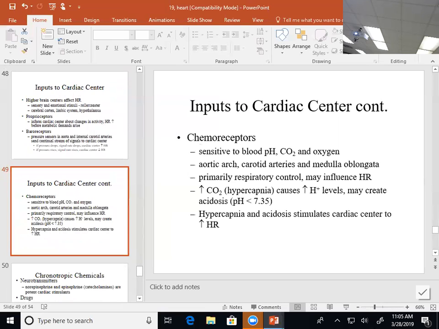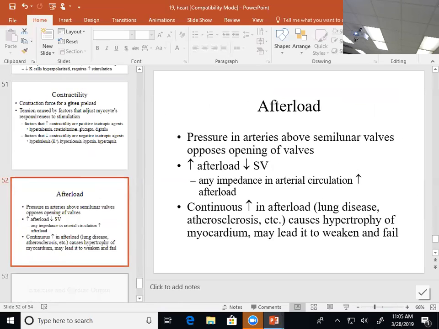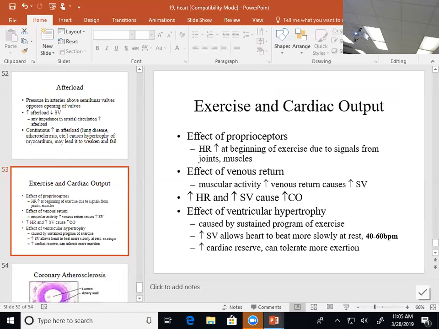We have chemoreceptors that are measuring chemicals like CO2 and oxygen and other chemicals in the body. pH levels are being measured. So all of these play a role in what is actually happening. Does exercise help us? Yes. It's really going to help us with that cardiac reserve difference between rest and exercise.